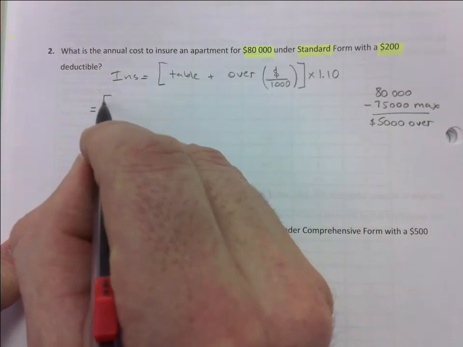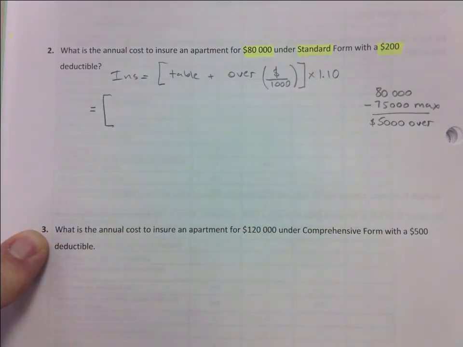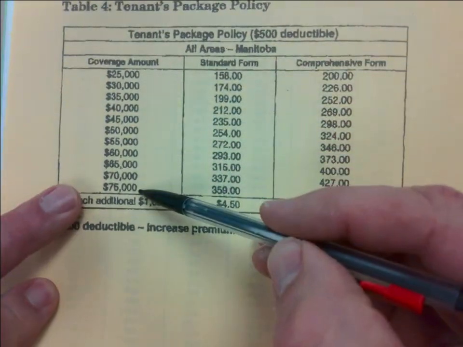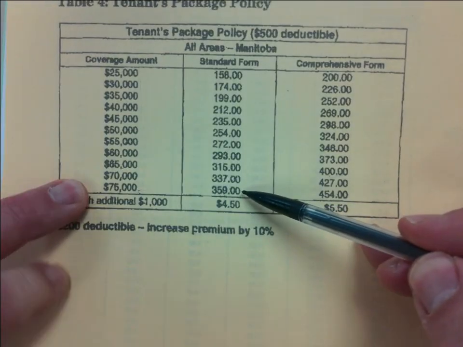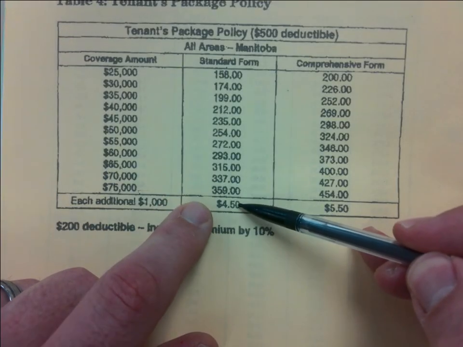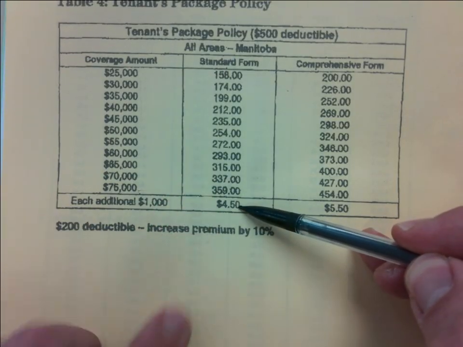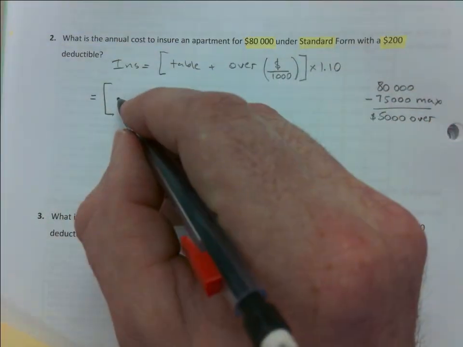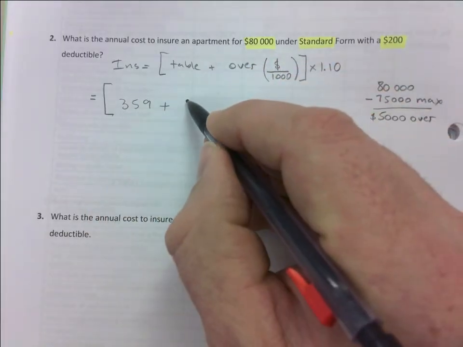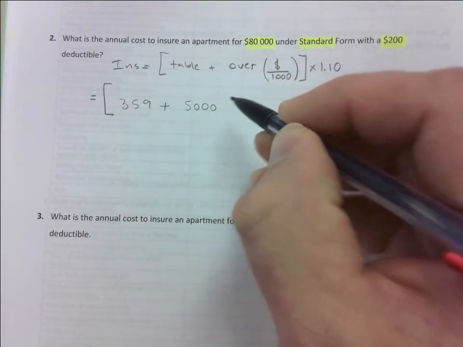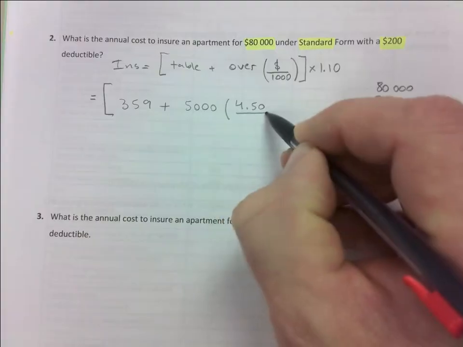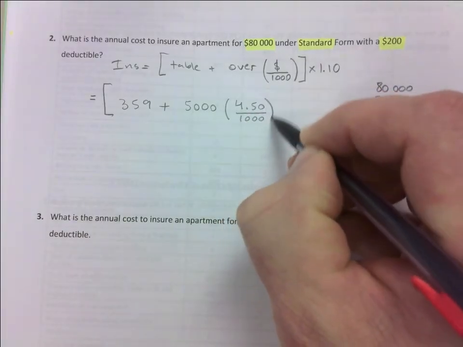So here we go. You grab your table, you go to standard, so you max out at 75,000. Look up here, you're going to have to pick the 359 and the 450, remember both of those. So I grab that with me: 359 plus, I'm over by 5,000, and I pay 450 for every $1,000 of extra insurance that I need.